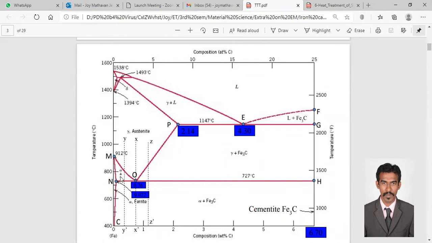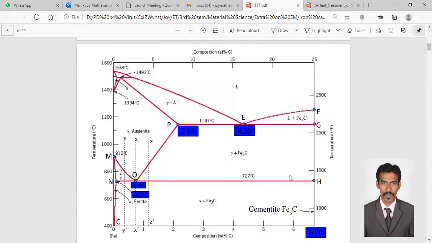Here 912, then here 727, right? These are some specific temperatures. Also here in these blue cages you see 0.022, right? This is composition, that is percentage addition. So this point is 0.022, this point is 0.76, this point is 2.14, here 4.3, and here 6.7, right?